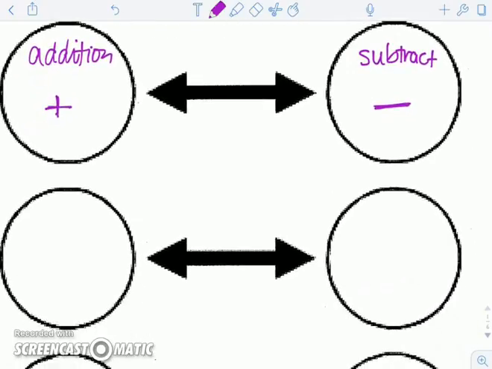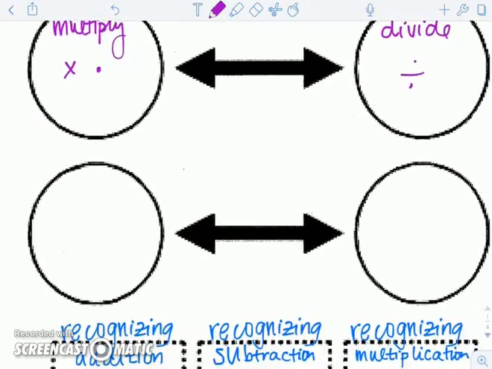The next one, multiplication. If I'm multiplying something, I use an X or a little dot, or I just put them next to each other. If I wanted to undo multiplying something, I would divide it. If I wanted to undo the division of something, I would multiply it by that same number. They're inverse operations of each other. Those were our basic four.